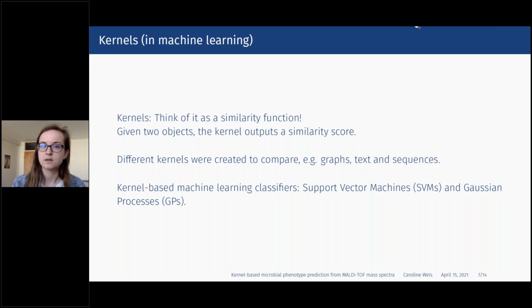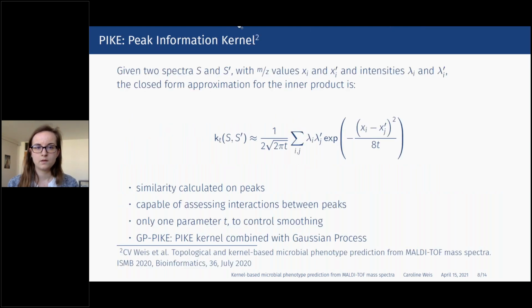And this is exactly what we did in this work. We designed a kernel specific for MALDI-TOF mass spectra and plugged it into a kernel-based machine learning classifier. So we had the first classifier really tailored to MALDI-TOF mass spectra. So we designed PIKE, the peak information kernel. Just short how it works. So given two spectra, S and S prime, you have the m/z values, Xi and Xi prime, and intensity values, lambda i and lambda i prime. The closed form, so just the kernel function, is displayed here.